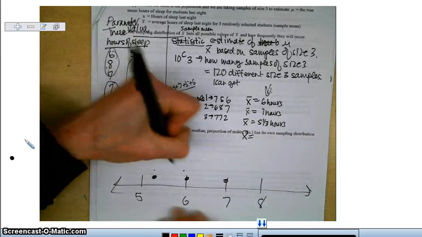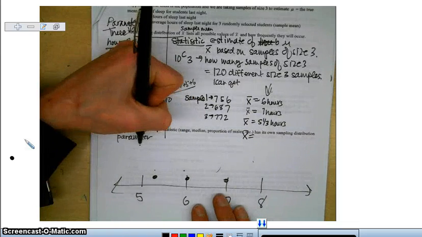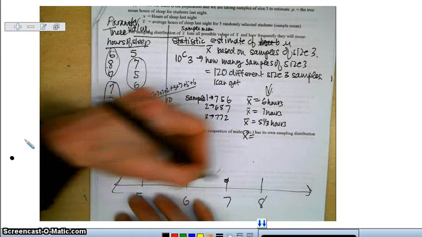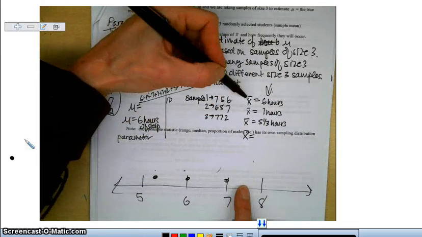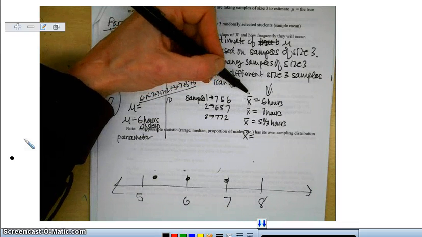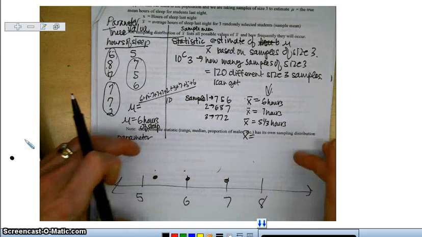So in the end, how many dots would I have on here? I would have 120 dots on here. And I could look at the shape of this, average hours of sleep for a sample of size 3. And this would be the sampling distribution.